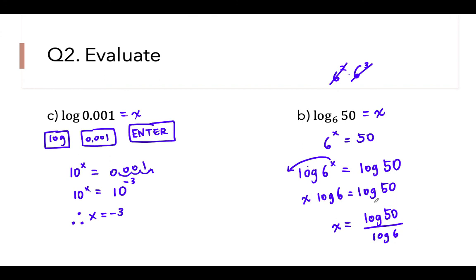In this case, you have to punch it in your calculator. So punch in log 50 divided by log 6. x is equal to approximately 2.18. So this is the calculator method where you cannot make the same base.